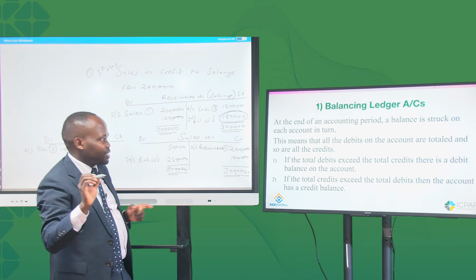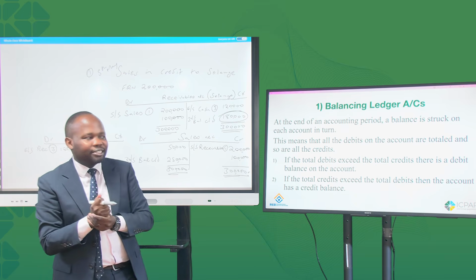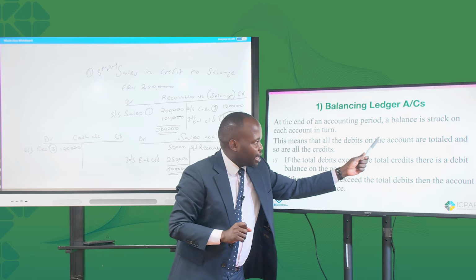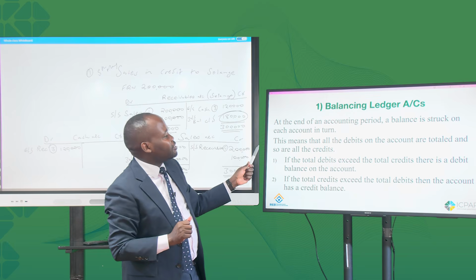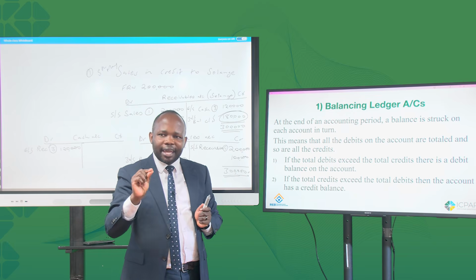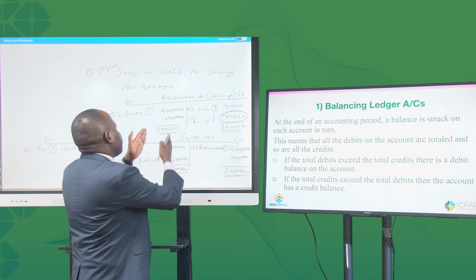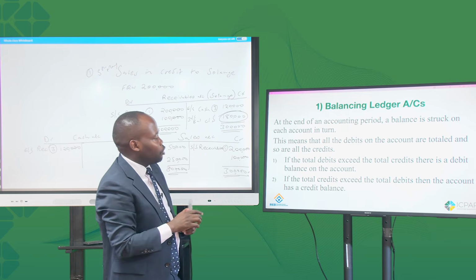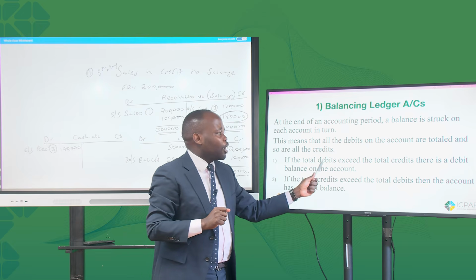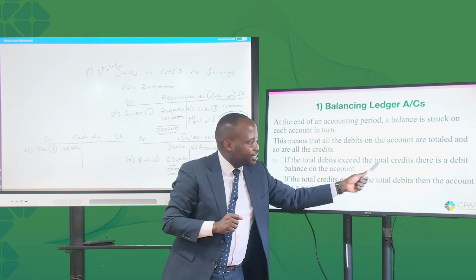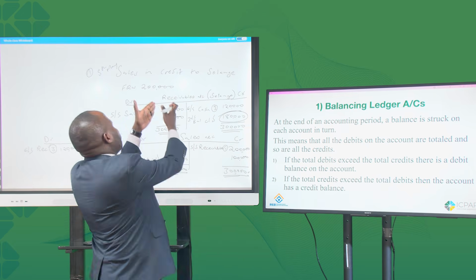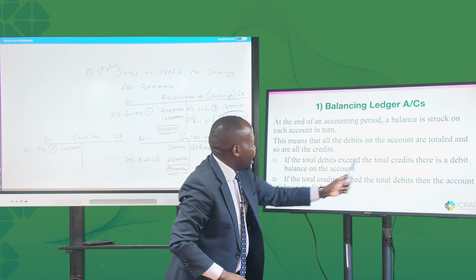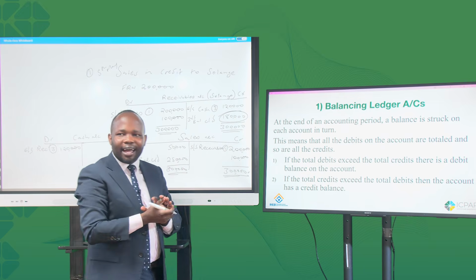Depending on the nature of the transaction, the balance can either be on the debit side or the credit side. This means that all the debits on the accounts are totaled, and so are all the credits. So you get the totals of the debits and the totals of the credits. Take note of point number 1. If the total debits exceeds the total credits, if the total of the debit is more than the total of the credit, there is a debit balance on the account.